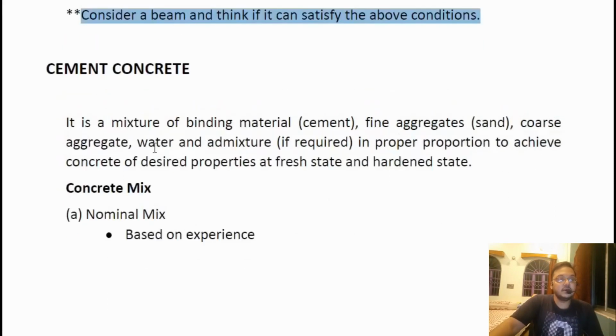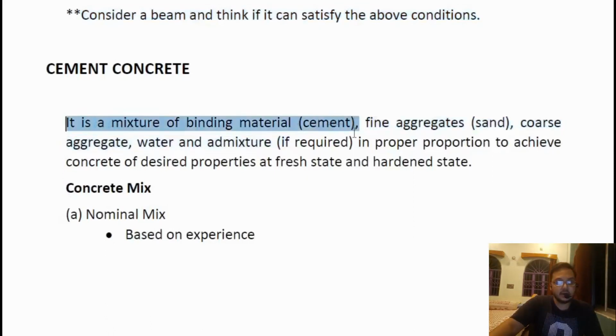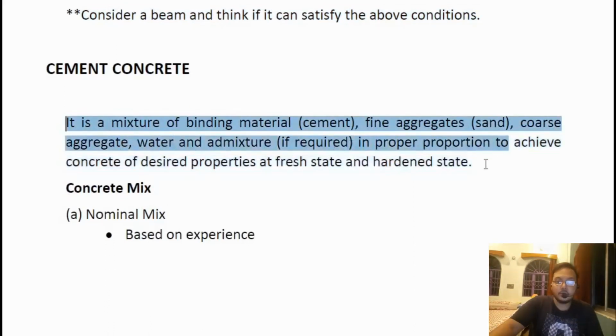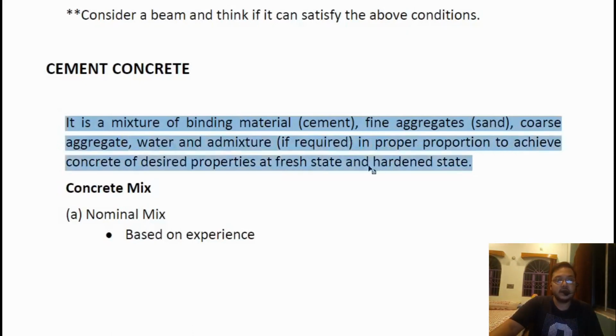Next is the cement concrete. So what is a cement concrete? A cement concrete is a mixture of binding material, cement, fine aggregates, sand, coarse aggregate, water, and admixture if required in proper proportion to achieve the concrete of desired properties at fresh and hardened state.